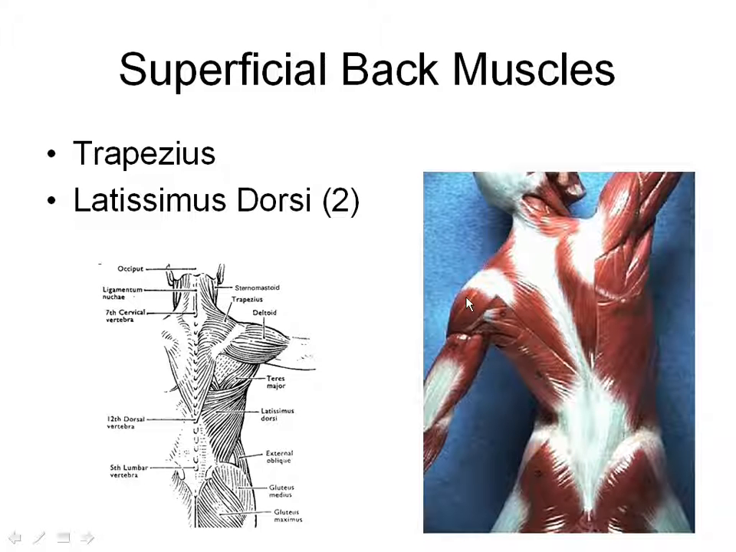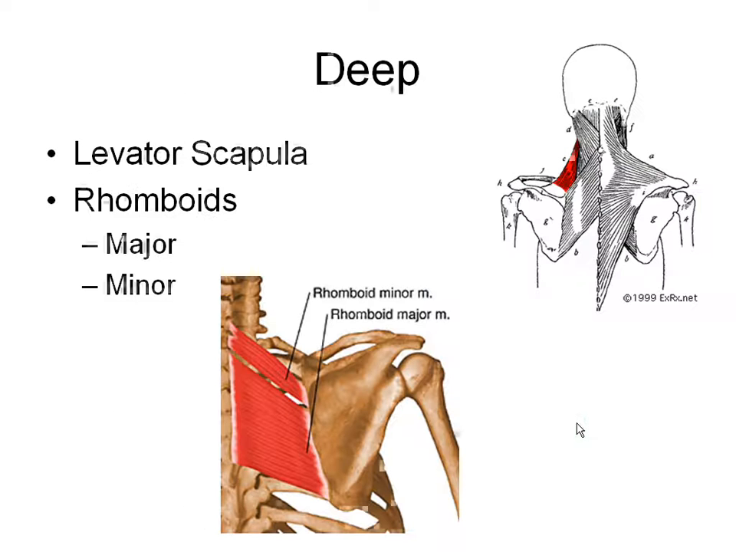Latissimus dorsi sits adjacent to trapezius and wraps around the rib cage, again originating on the trunk, and then it will go and insert on the upper limb. You have a latissimus dorsi on the right and a latissimus dorsi on the left.